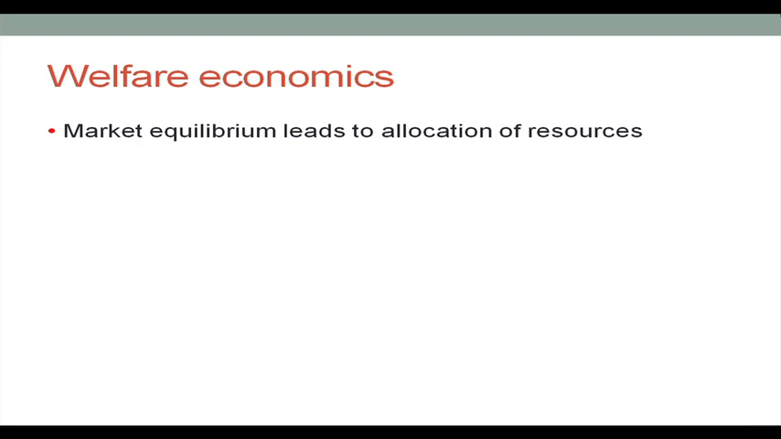Welfare economics basically talks about the well-being of all the participants in the market. So for any kind of market equilibrium, what is it doing to the well-being of the producers and what is it doing to the well-being of the consumers?